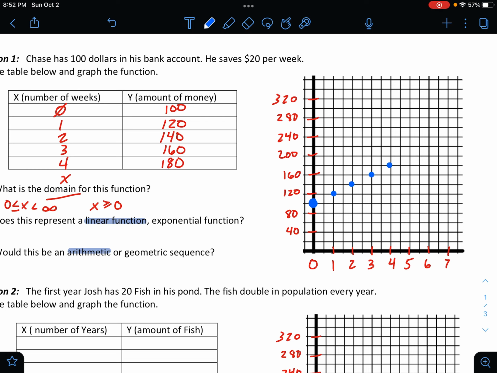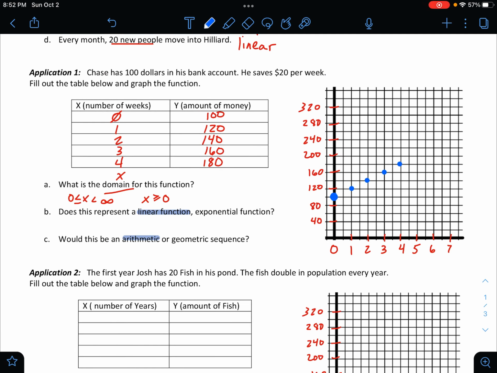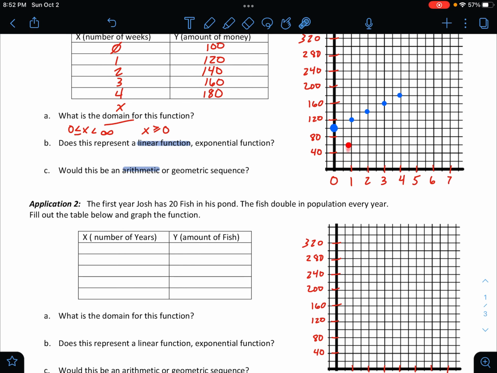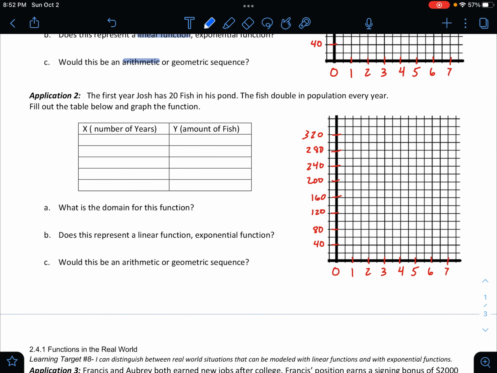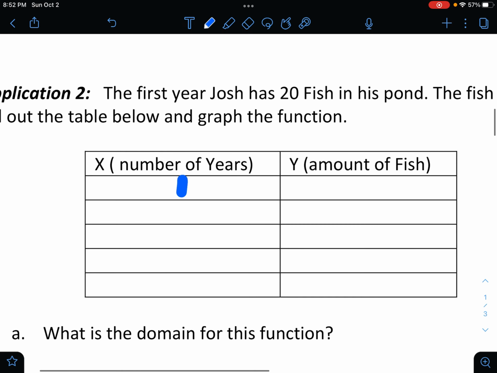Okay, there we go. And we're not going to draw a line because even though he is saving weekly, he's probably only dropping that $20 into his account every week and not during the individual days. Application 2. The first year Josh had 20 fish in his pond. The fish double in population every year. So this says after the first year.